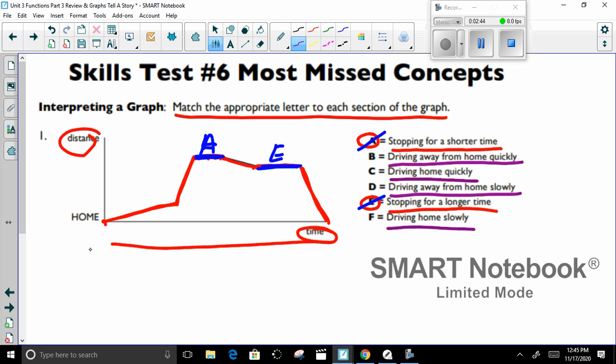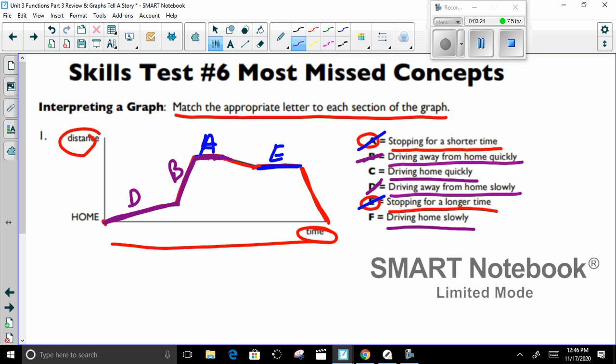We said right here that if you start at home, you are clearly driving away from home. Do you think you are driving away from home quickly or away from home slowly at this first part here? You are driving away from home slowly, which would be option D. This part right here, you're getting further away from home still, but you're doing it quicker. So that would be driving away from home quickly, which would be option B. And then we're stopping for a short time.